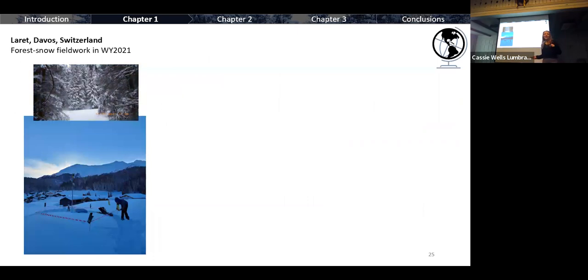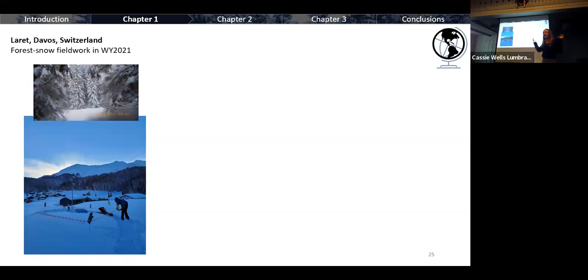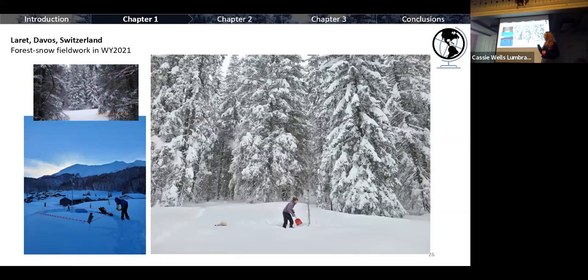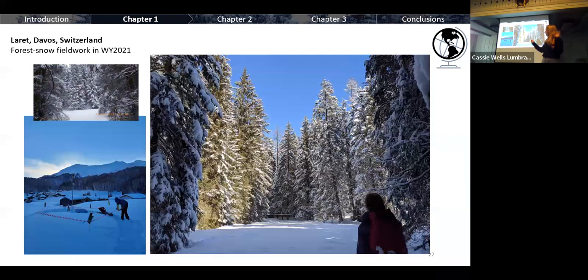So like I said, we're here now in Davos in Switzerland, and we did a forest snow field campaign here. This was a really excellent experience. It was my first time having very intensive observations happening in the forest with a lot of different people that had a ton of knowledge. So this is Julia digging out one of our local Met stations. We had small Met stations throughout the forest, and we were mostly focusing on forest snow interactions, of course.